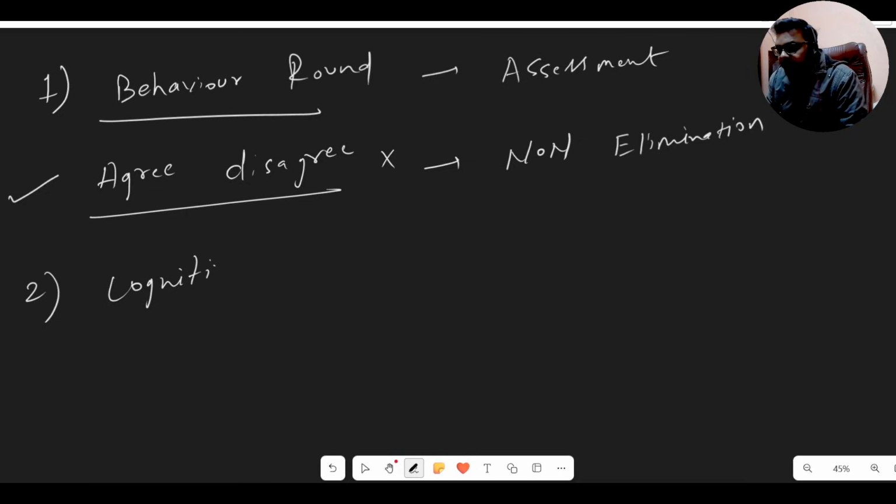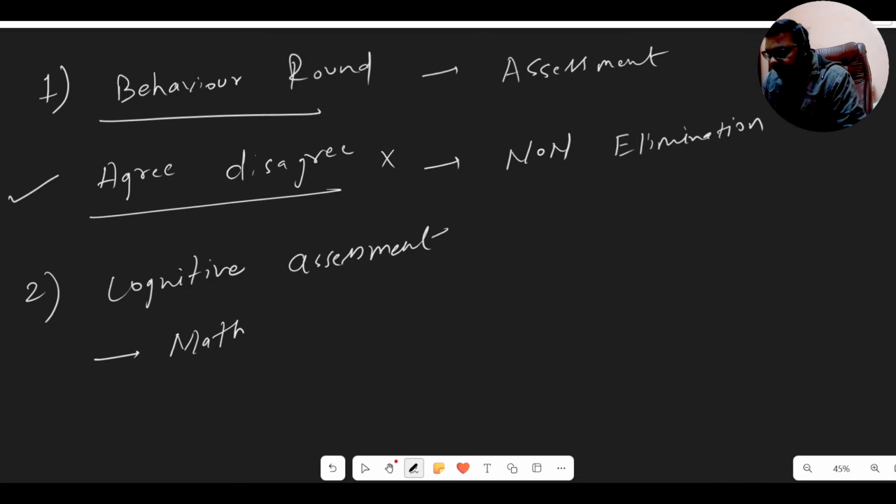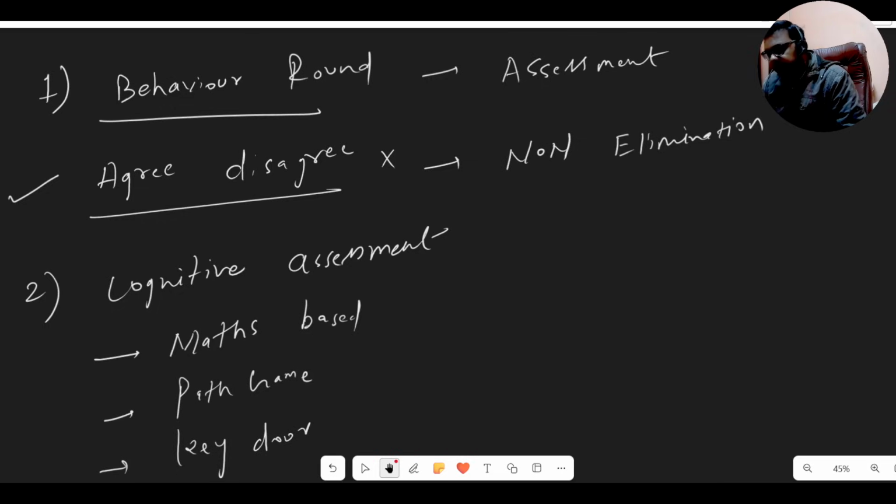Now this is one of the most important assessments, the cognitive assessment. This assessment is divided into a total of three games. The first game is the maths based balloon game. The second game is the path game. The third one is key door. These are the three games.